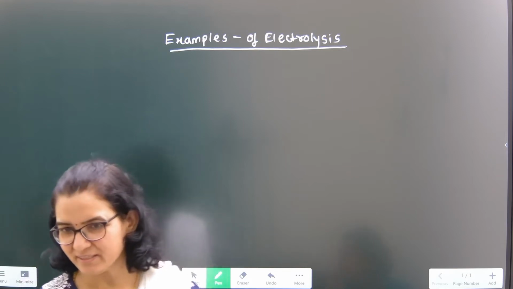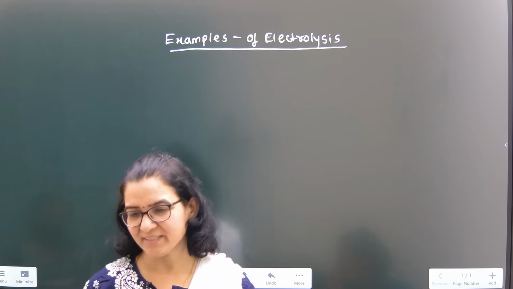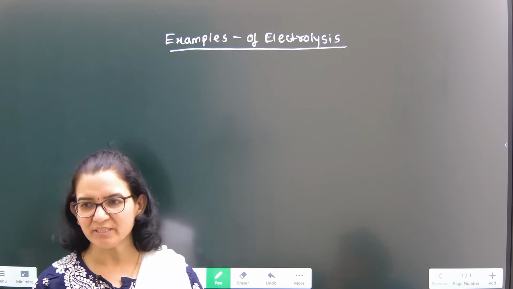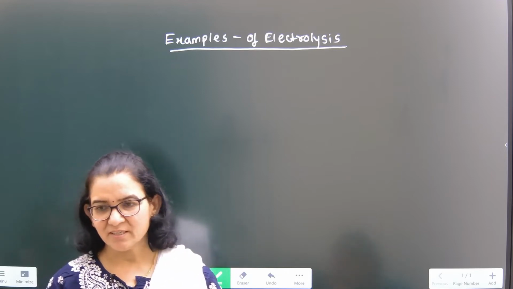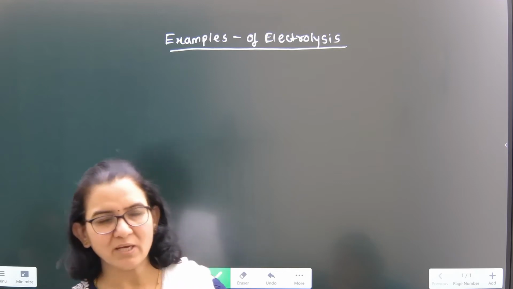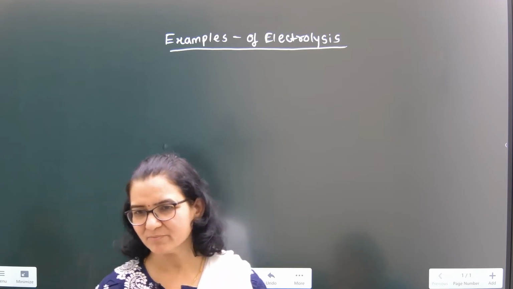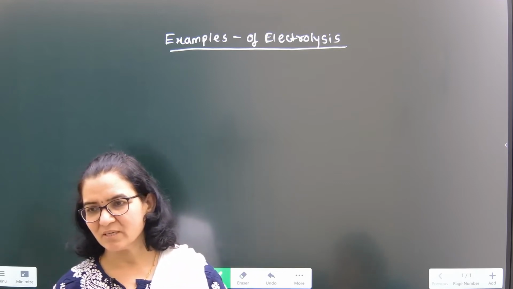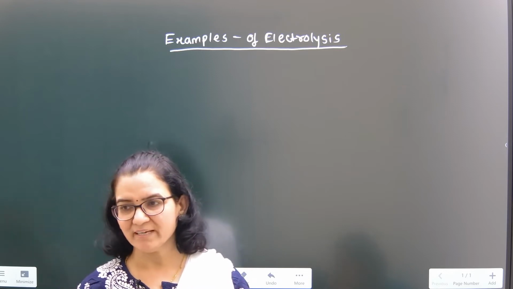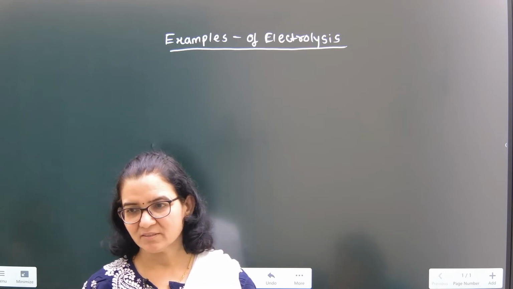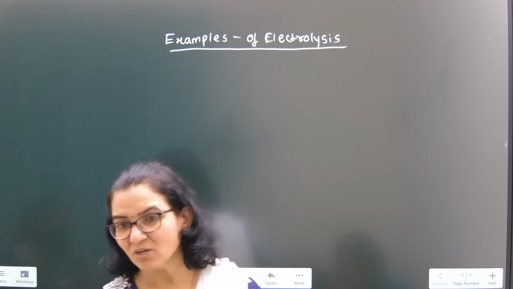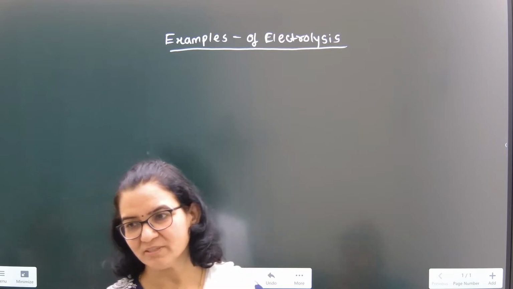Solid is melted. It is a fused state or molten state. Then aqueous state में क्या होता है? Water. Why water? It is a polar solvent. Water is a polar solvent.